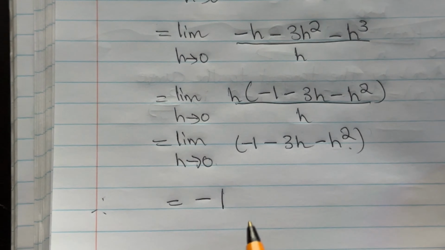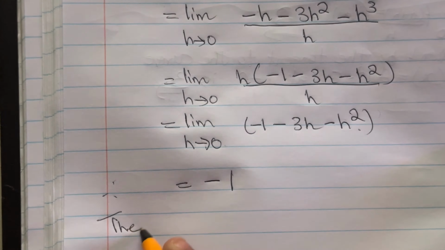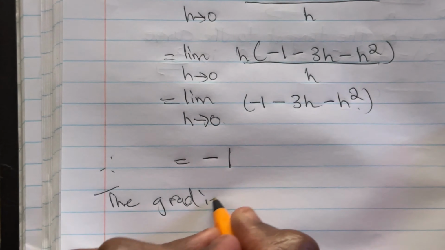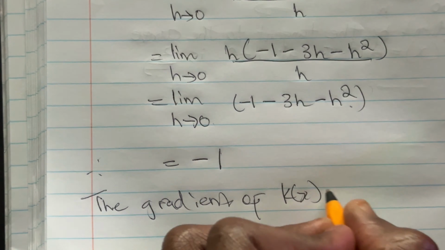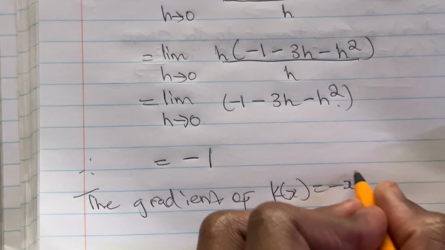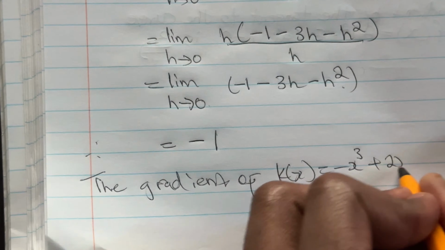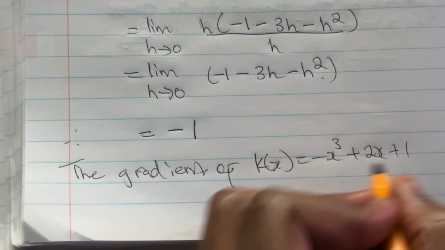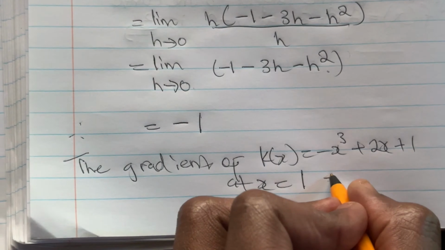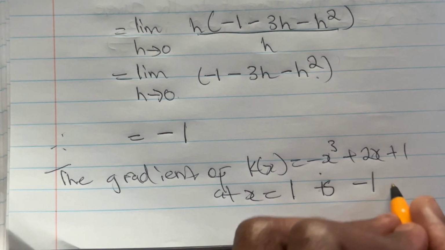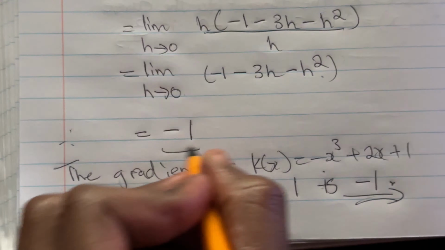Then you can conclude and say the gradient of k at x, you write down the function that they gave you, minus x cubed plus 2x plus 1, at x is equals to 1 is -1. So this is your answer. This is your answer, guys.